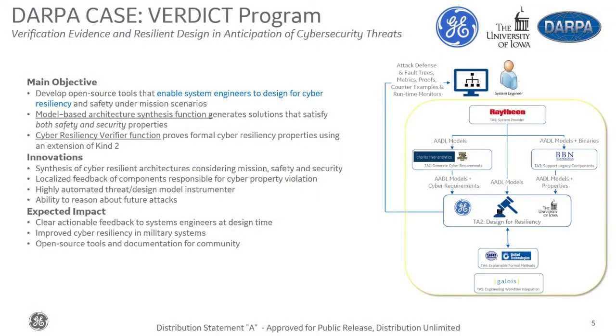So some of the innovations were synthesis of cyber resilient architecture that really considers mission, safety, and security. So when we do our design, we call out the intended missions for the architecture, and we capture cyber and safety requirements. And then the tool will generate a fault tree with a reliability score and an attack defense tree with a likelihood of successful attack. We'll localize feedback to components and highlight where the components are vulnerable and make recommendations that are local to components.